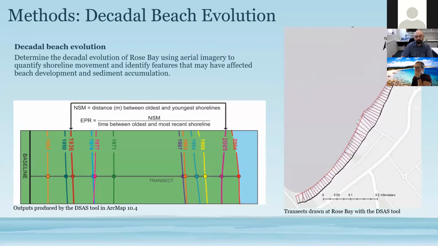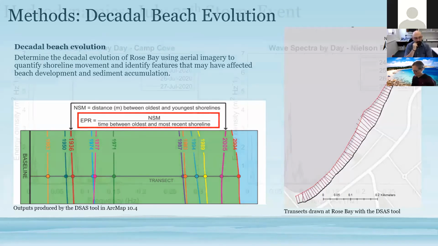Outputs from the DSAS tool were net shoreline movement, which is the distance between the oldest and youngest shoreline, and endpoint rate, which was the rate of change, measured in meters per year. A time series assessment for Rose Bay shoreline was then conducted using the net shoreline movement for each individual photograph and plotting the averages in Excel.